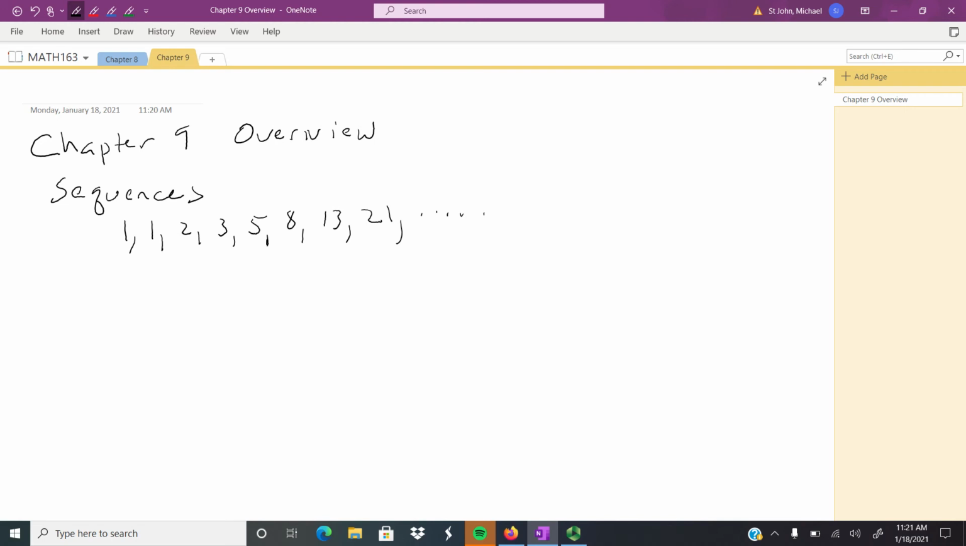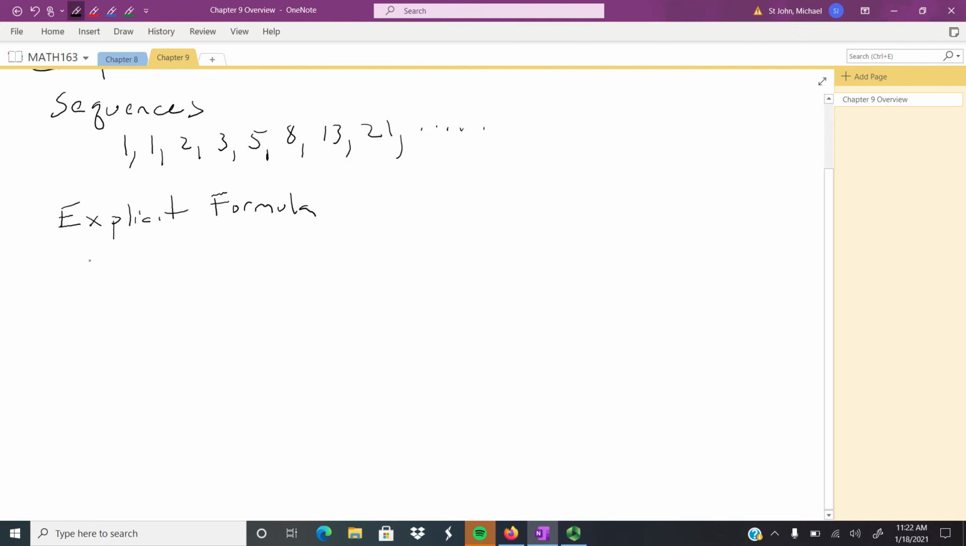So in terms of representing it with a sequence, we can first have what would be called an example of an explicit formula. So I have something like this, that a sub n is equal to 3 times n plus 2. And so a sub 1 would be 3 times 1 plus 2, which would be 5. A sub 2 would be 3 times 2 plus 2, which would be 8. And we could keep on going and going and going.